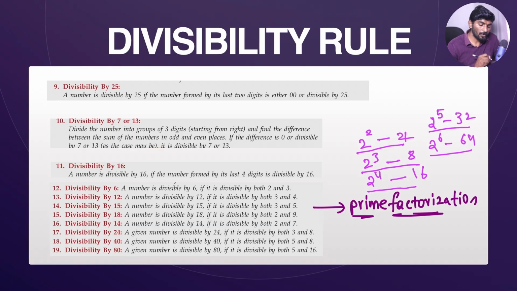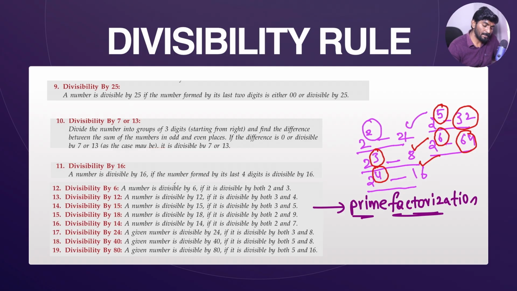If you want to know whether a number is divisible by 4, you have to check the last 2 digits. If you want to check whether the number is divisible by 8, you have to check the last 3 digits. If the number is divisible by 16, the last 4 digits will be divisible by 16. For 32, you have to check the last 5 digits. If the number is divisible by 64, the last 6 digits should be divisible by 64.